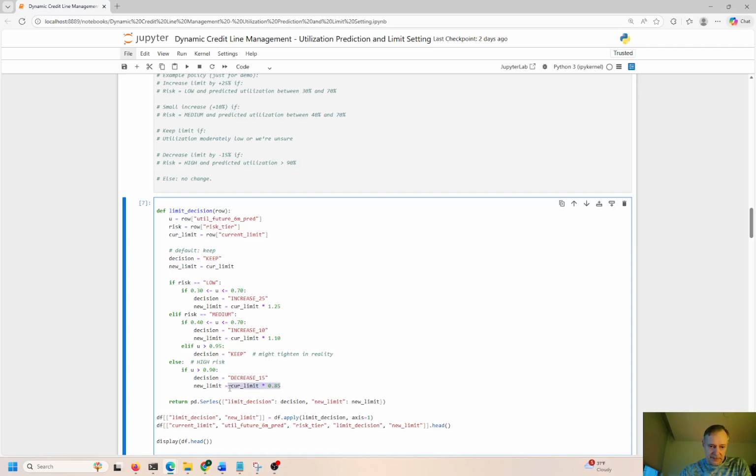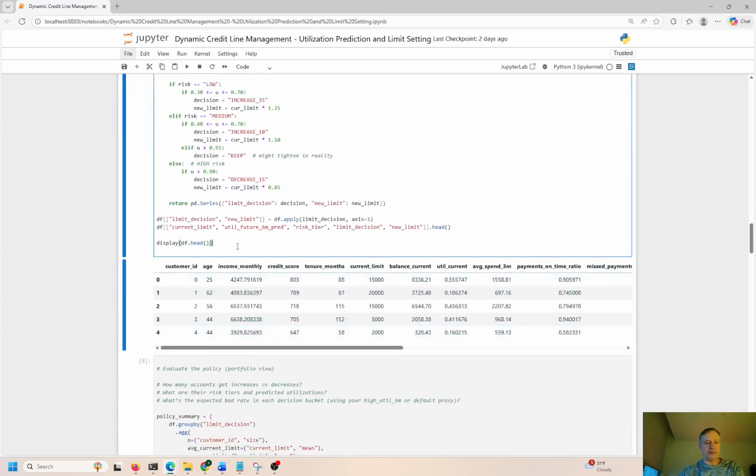So decrease is going to take the current limit times 0.85. Multiplying by less than 1.0 is going to be a decrease. Increase 25%, we take the credit limit and multiply by 1.25, and increase 10% is credit limit times 1.1. Otherwise, just keep it the same. But if utilization, where's my U here, the future 6-month predicted utilization is greater than 0.90, then we're going to decrease the credit 15%, so multiply the current limit by 0.85. Okay, so let me run this.